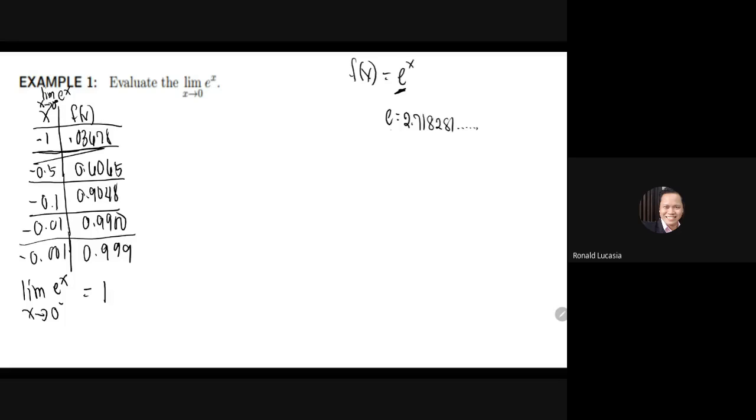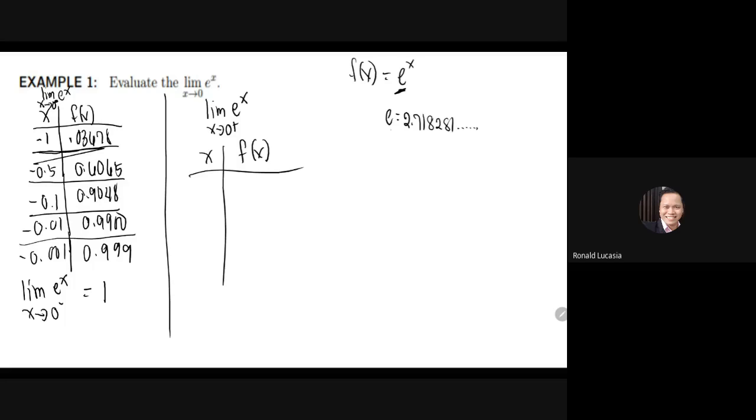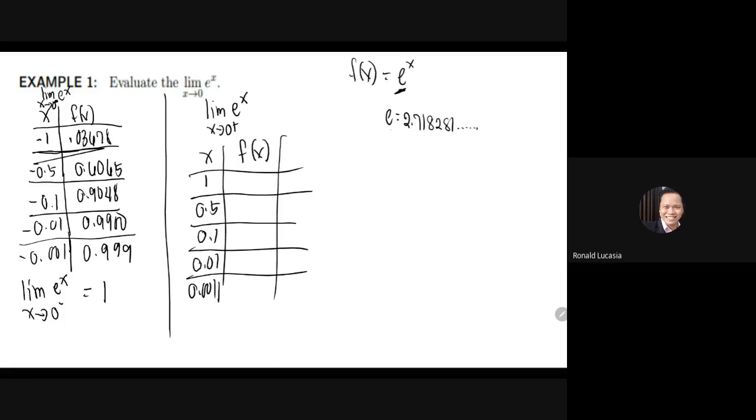Okay, now let's take a look at the right-hand limit. The limit of e raised to the power of x as x approaches 0 from the right. So the numbers from the right of 0, we have there 1, 0.5, 0.1, 0.01, 0.001. Can you help me with this? When that's 1, of course, that's the Euler number. This is the value, 2.7182. When that is 0.5, 1.6487. When that's 0.1, that's 1.1051.